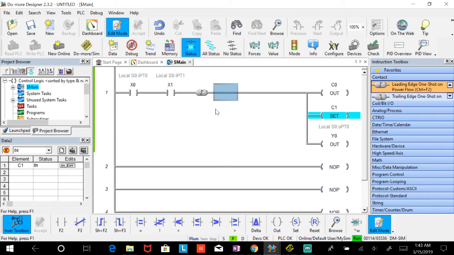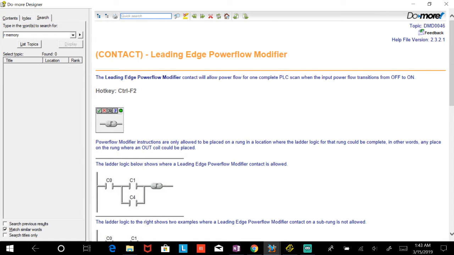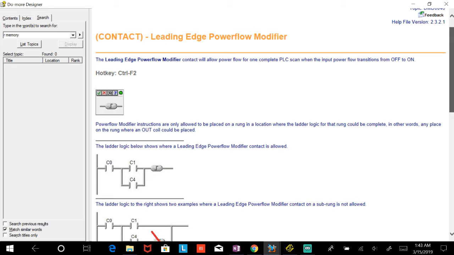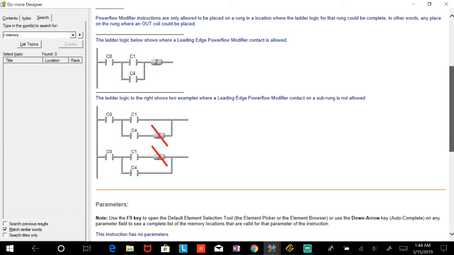So let's discuss this one, the leading edge one-shot power flow. Again, if you have doubts about an instruction, you can go here, and I believe there's an instruction help. There you go. It tells you everything. The ladder logic below shows where the leading edge power flow modifier contact is allowed. Notice this is not allowed between. It's not allowed to use a branch like this and put this in the branch. If you want that, you use the one we discussed, the one-shot rising, that from off to on transition, it turns on.